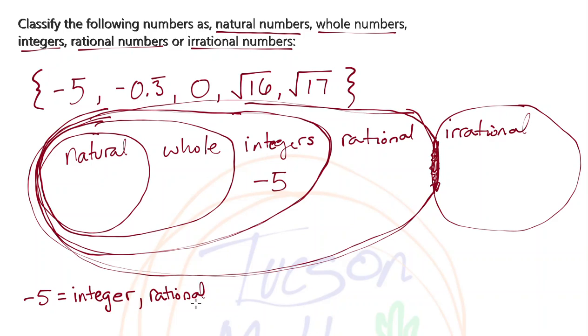Let me prove that another way. Can we write -5 as a fraction? Absolutely. That would be -5 over 1. So -5 over 1 equals -5, therefore we can write it as a rational number with an integer on top, -5, and an integer on the bottom, 1, and therefore it is a rational number. And in fact, there's lots of different ways we could write -5 as a fraction. So there you have it. There's the classification for -5.